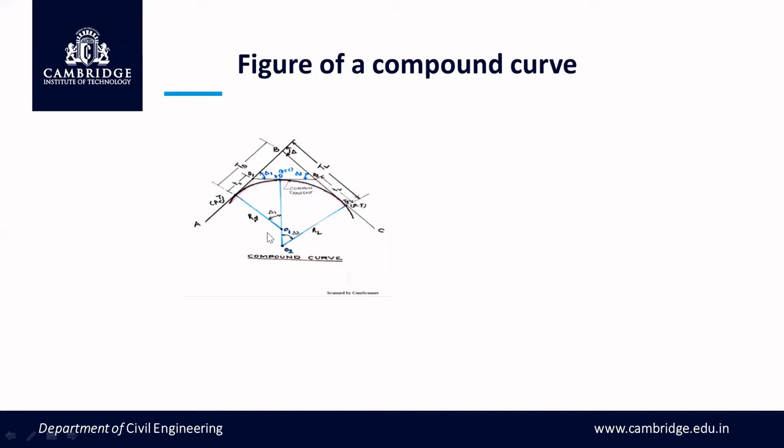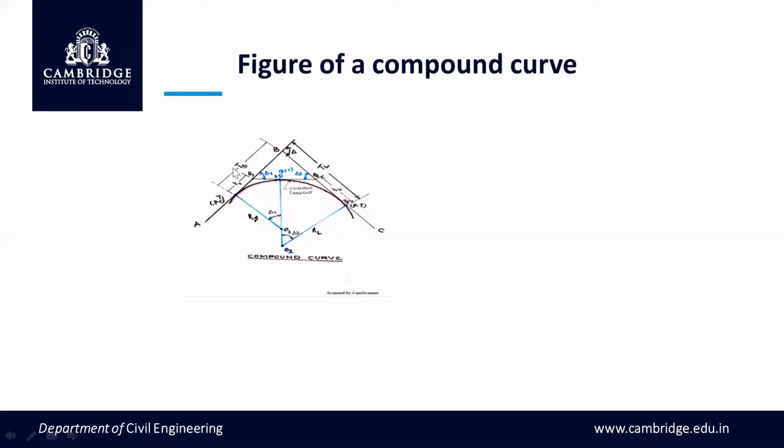And here the points O1 and O2 are called the centers of the curve. O1 is the center of the smaller curve and O2 is the center of the larger curve. And T1 D T2 is the compound curve. Point D is called the point of compound curvature where the two arcs meet.